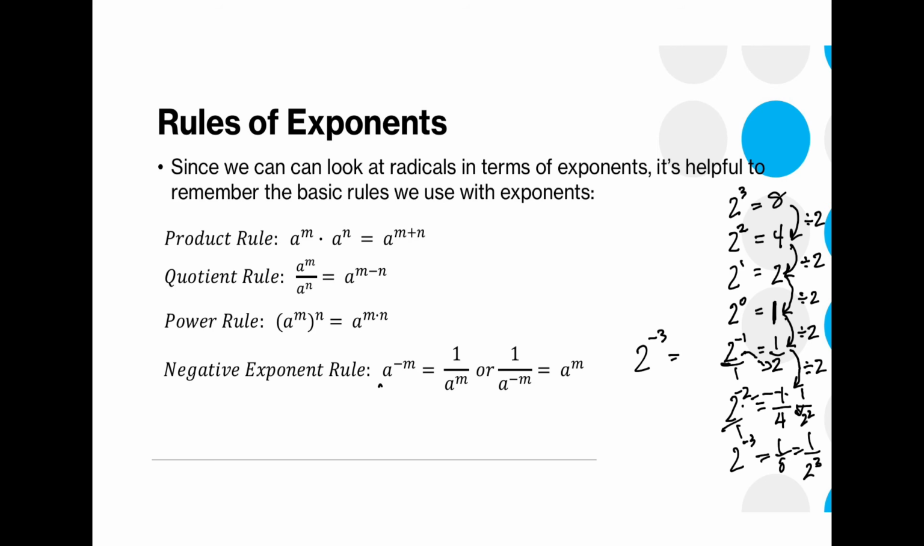So anytime we have something raised to a negative power, it can be re-expressed by moving it to the denominator. Once it moves, that base moves down there, and that power becomes positive again. And if it's already in the denominator, we can just move it back up to the top. And once you move it, it becomes positive again. This is the negative exponent rule.